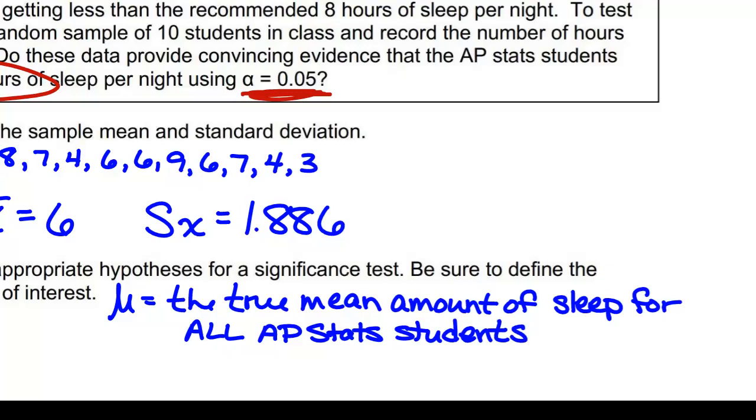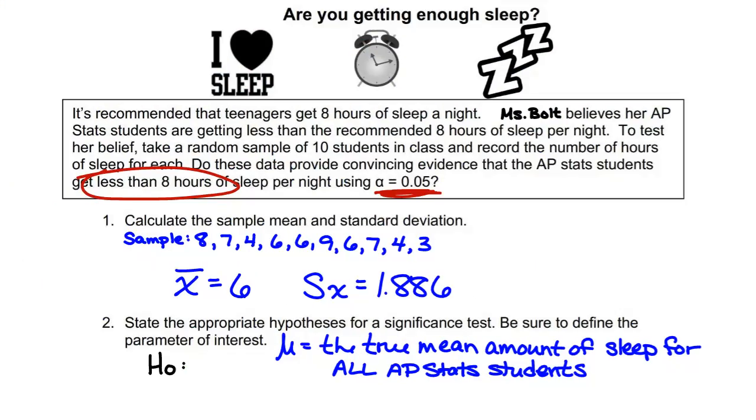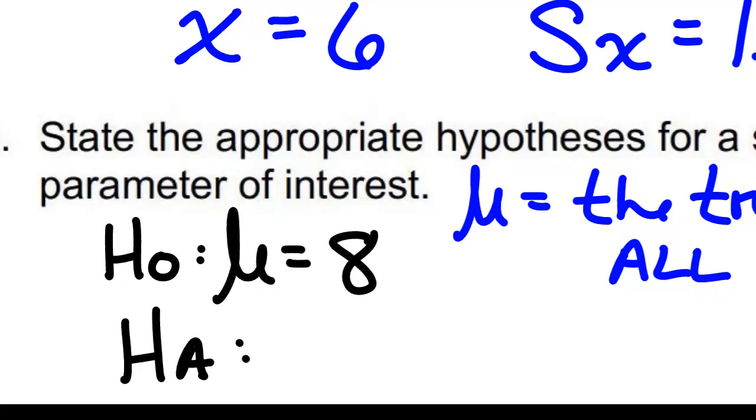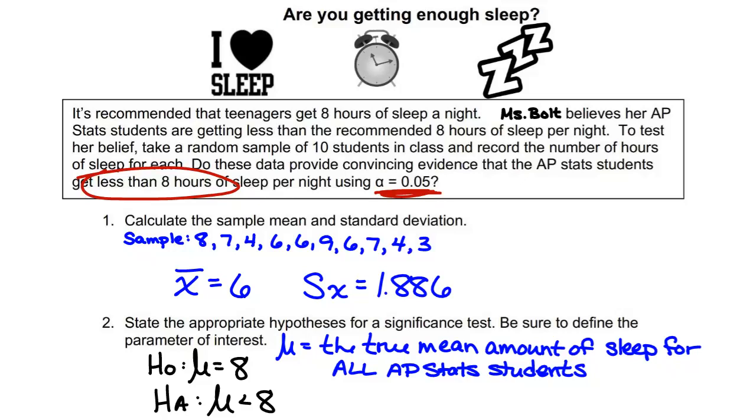If you talk about my AP Stat students, then we're only talking about the sample, right? What would the appropriate null hypothesis for that be? Mu equals 8. What about for the alternative hypothesis? Mu is less than 8. Absolutely correct.